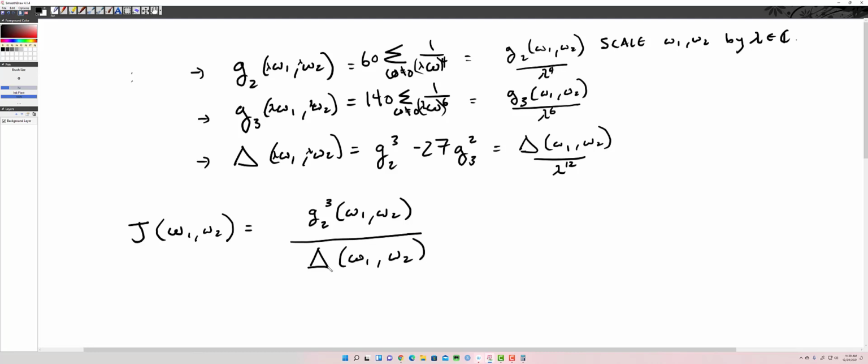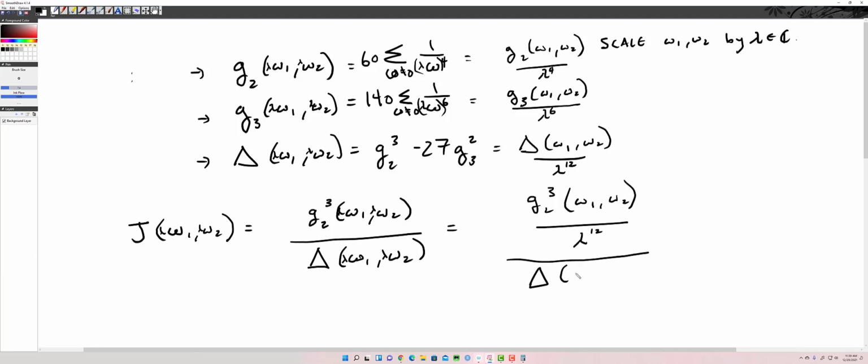This is the modular function. Now, again, as a thought experiment, let's see what happens when I scale by lambda. So I'm just scaling all these omegas by lambda, and what do I get? Well, I get G2 cubed of omega 1, omega 2 over lambda to the fourth, cubed. So that's over lambda to the 12th. And then I get the discriminant of omega 1, omega 2 over lambda to the 12th.